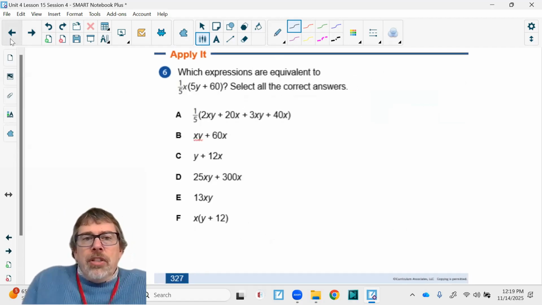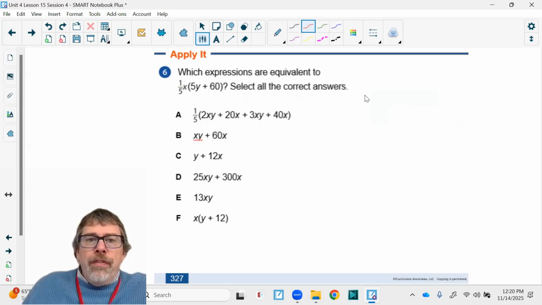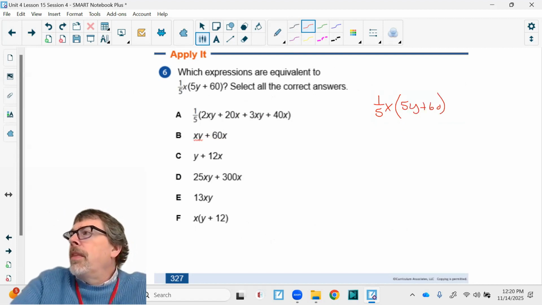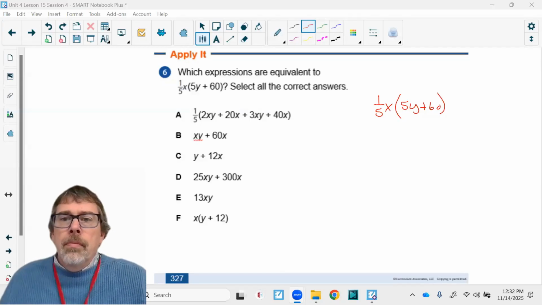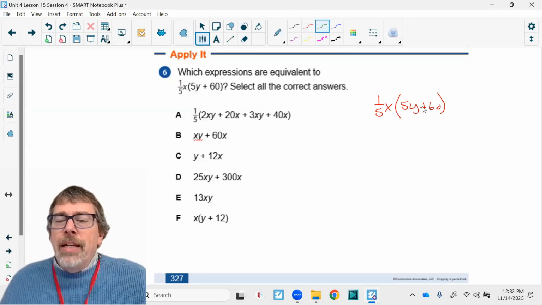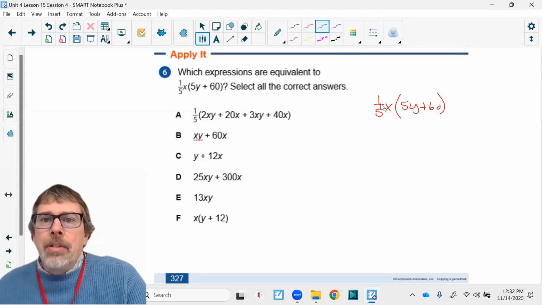All right, which expressions are equivalent to this? This is more like what we've been doing, and we have 1/5 x. Now they're introducing another variable. Interesting. Times 5y plus 60. Okay, so now I'm going to distribute this. We haven't done anything with x's and y's, but this is all that happens.